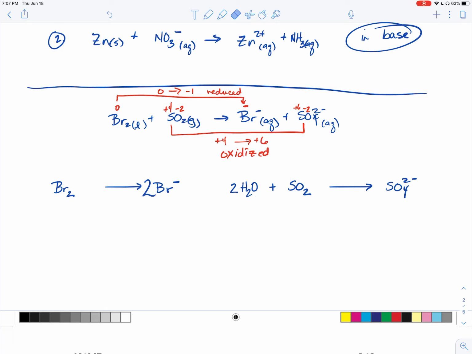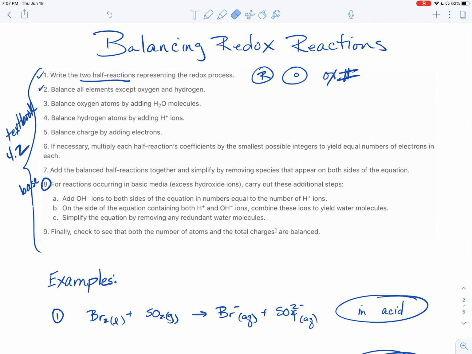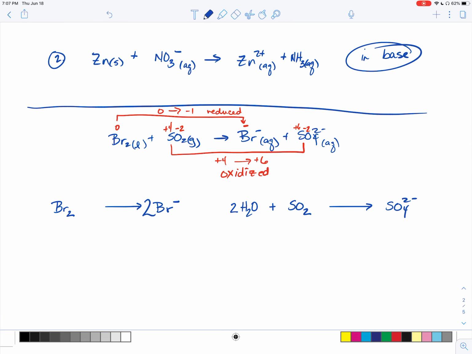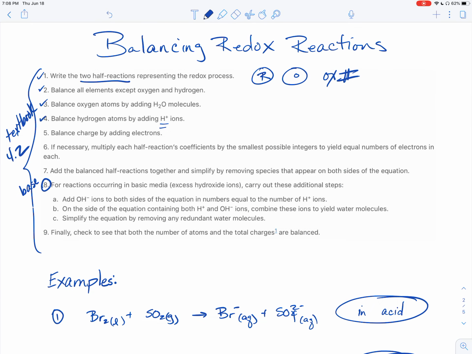Now, if you put water molecules on one side, so that's step 3, right? Then, because the water molecules have hydrogen in them, you're going to have to balance those hydrogens as well. And we do that by adding hydrogen plus ions. Since we didn't add any water molecules to our reduction equation, we won't have to do step 4 for it. But we did that on the oxidation half reaction, and we have a total of 2 times 2, that's 4 hydrogens. So on the other side over here, I'm going to have to put 4 H pluses to balance those hydrogens out as well.